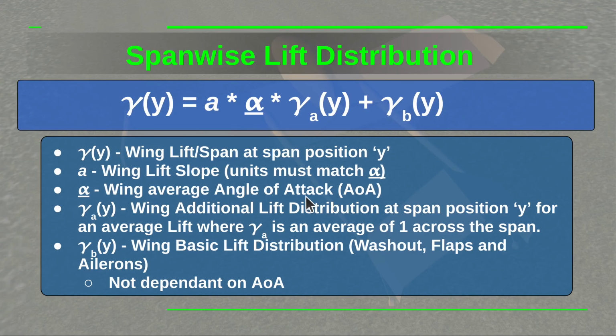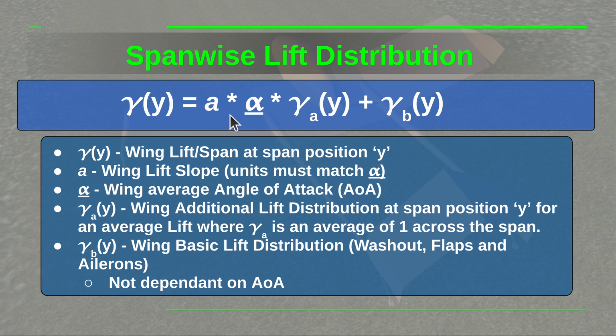Let's do a quick review of what we talked about in part 2A. This gamma of y is span along the wing, some span position. Gamma is a lift. That's composed of two parts: there's an additional part and the basic part. Now the additional part is multiplied by an angle of attack and the lift slope of the wing, not the airfoil.